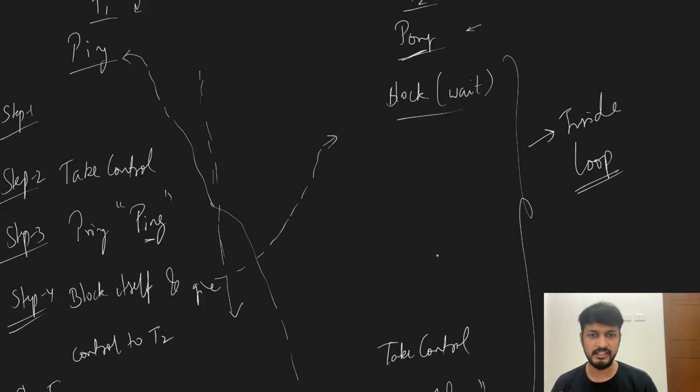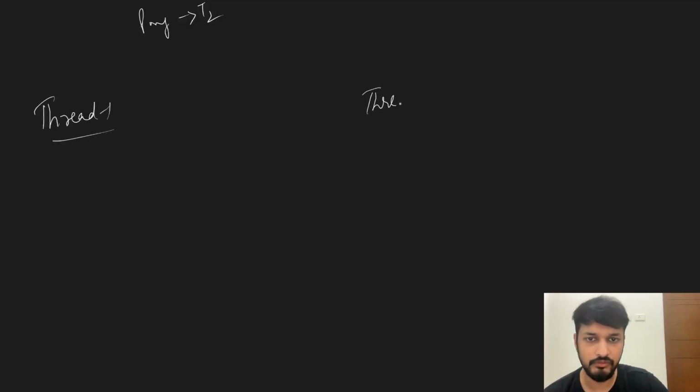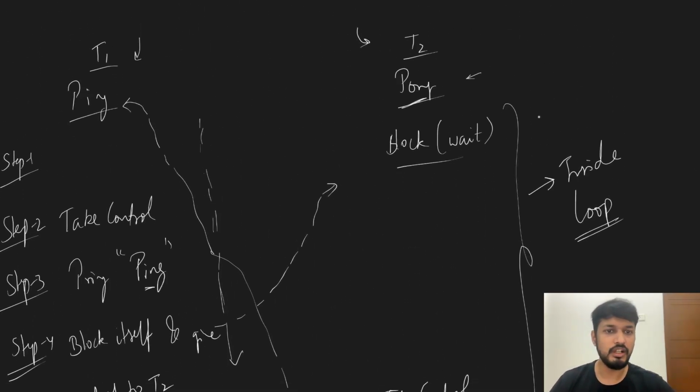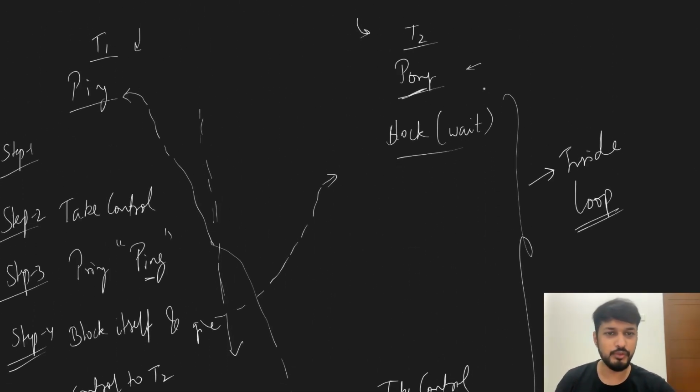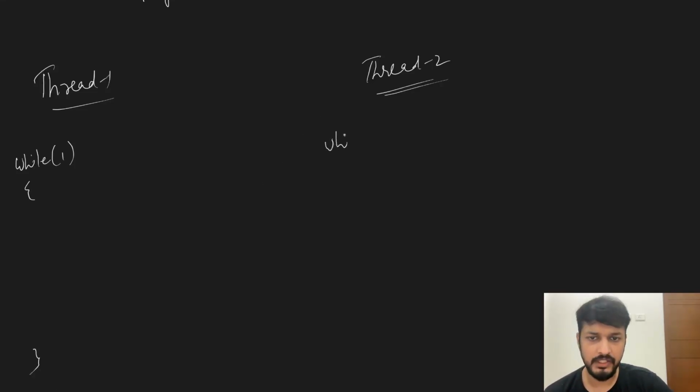Now let's go ahead and convert this intuition to our actual program. Here I will be writing the code for thread 1 and here I will be writing the code for thread 2. So what is the first step? We all know that whatever we have to write goes inside the loop. Let's write an empty loop here, we'll fill the body in some time, and one empty loop for thread 2 as well.